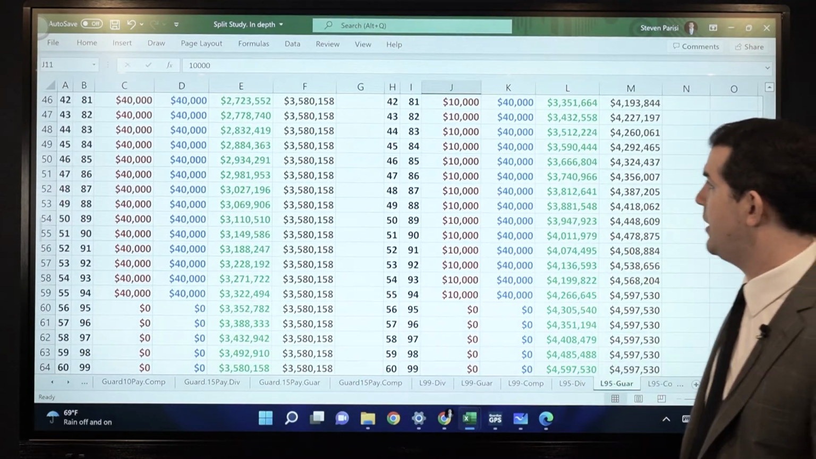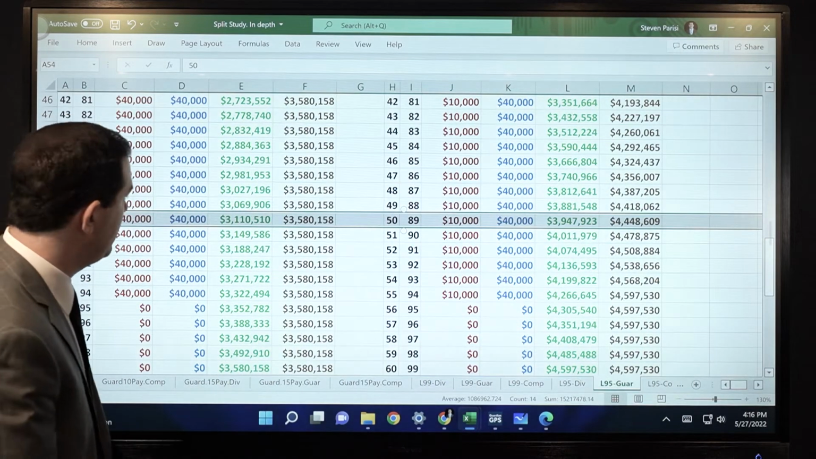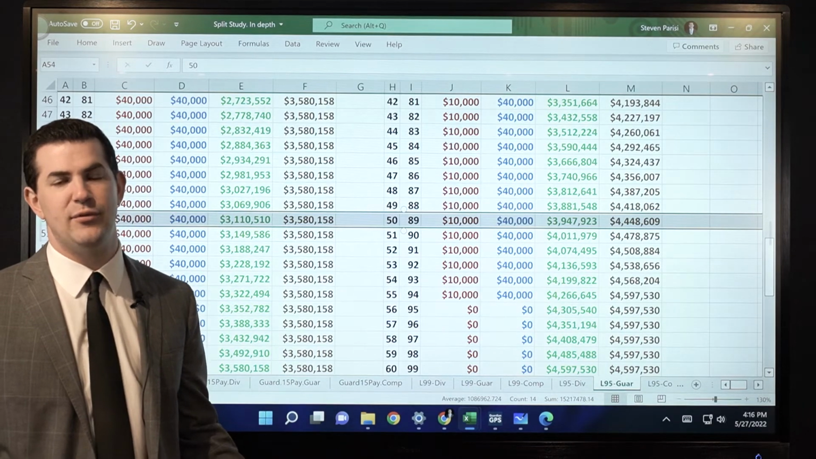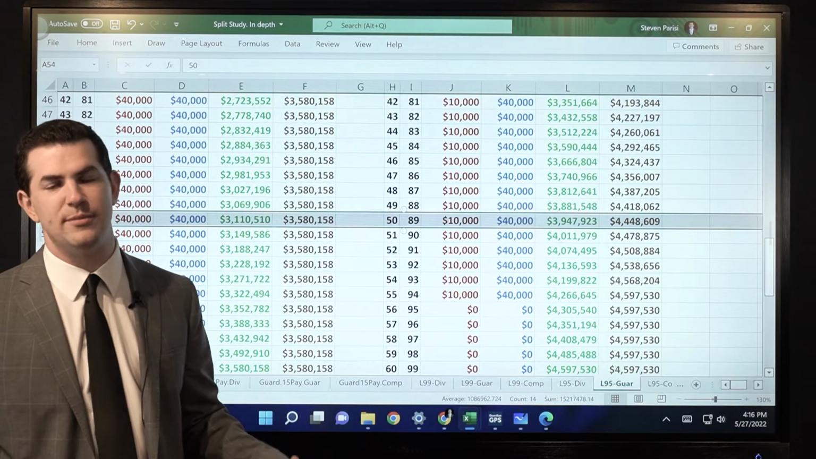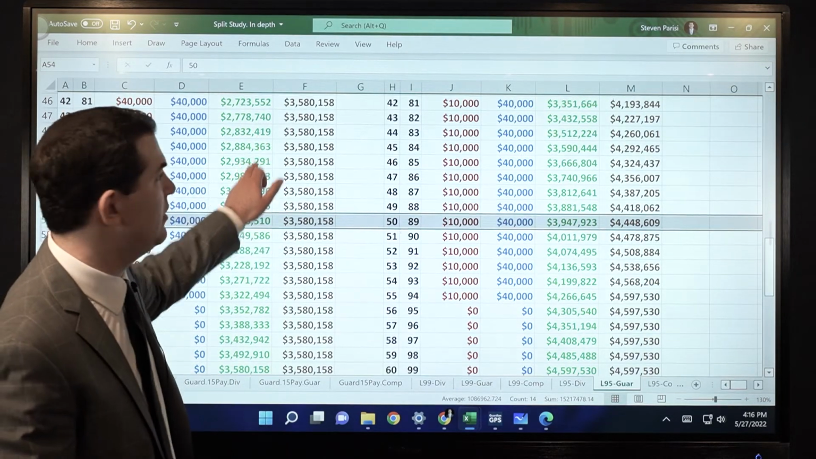We can go as far as we want. Not going to make a difference. Year 50. It's about an $800,000 difference, and this is based on the guarantees. If we go back to the non-guarantees, wasn't quite as much. What was it, $400,000 or $500,000? But a big, big difference there.